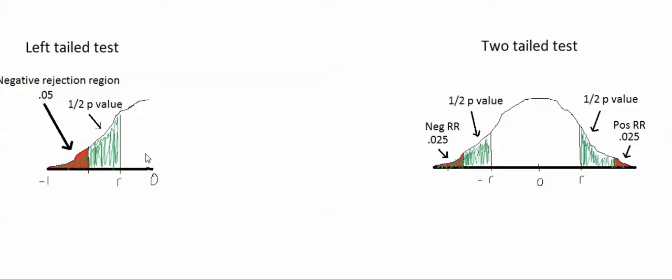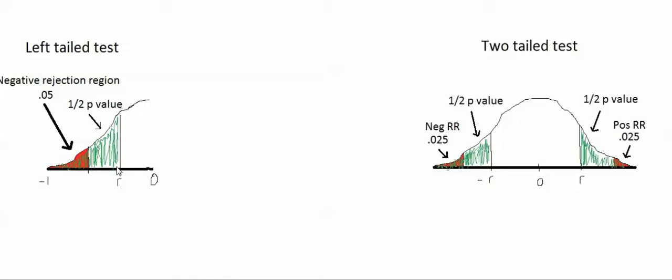Also, in a left-tailed test, when the person calculates the p-value, it only includes the left half of the p-value. So in a left-tailed test, the p-value is just the area starting at the researcher's outcome and going out to the left end of the curve. It's this green area. It doesn't include the other half of the p-value at the right end of the curve. So in the left-tailed test, the p-value is only half as large as it would be in a two-tailed test.